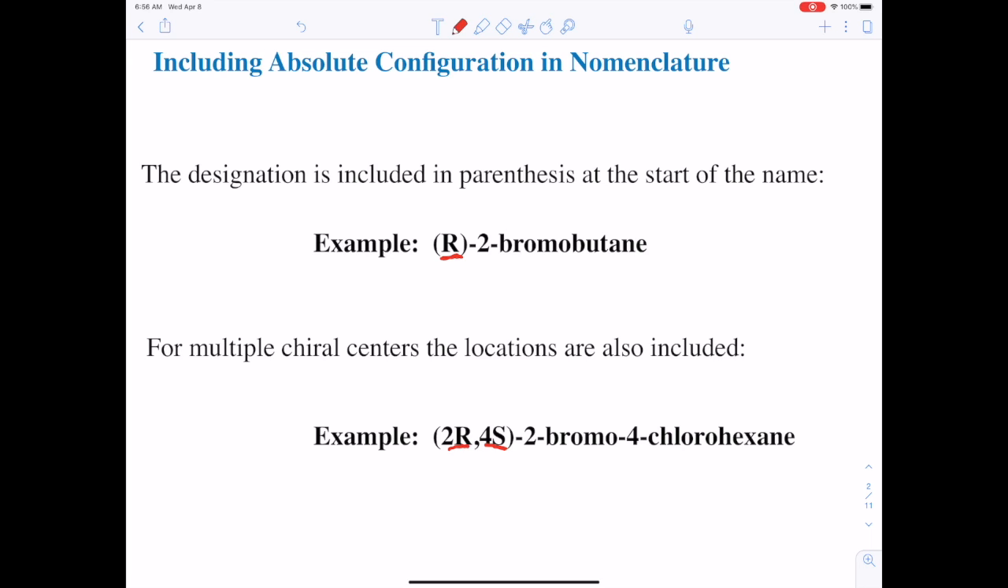So 2-bromo-4-fluoro-chlorohexane has two chiral centers. At carbon 2, the configuration is R, and at carbon 4, it is S for this particular stereoisomer. Of course, with two chiral centers, you could have four stereoisomers, four combinations.